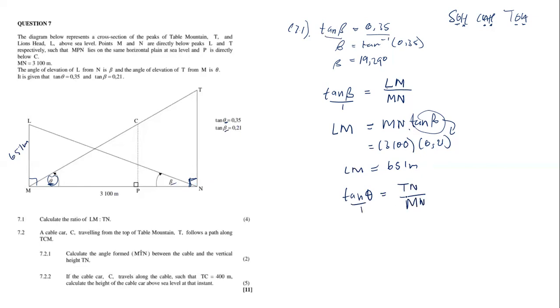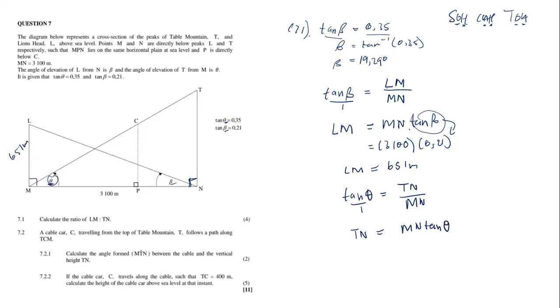And therefore remember this is the same as tan theta over 1. Let's cross multiply. We're going to say Tn multiplied by 1 is Tn, which is equal to Mn multiplied by tan theta. It's going to be Mn tan theta, right?